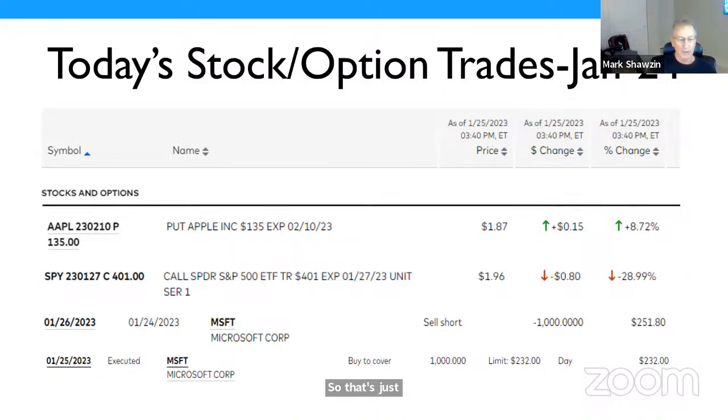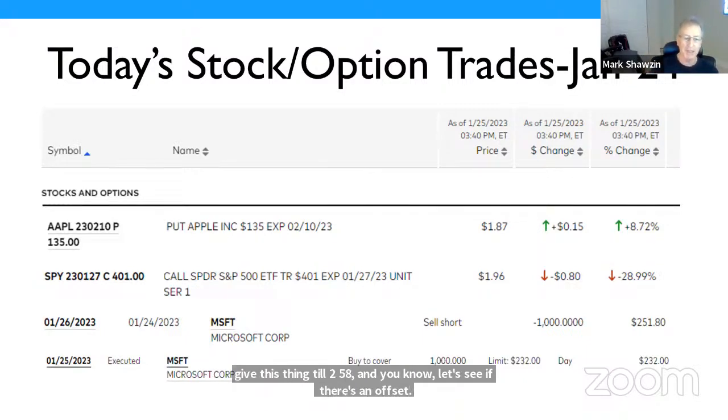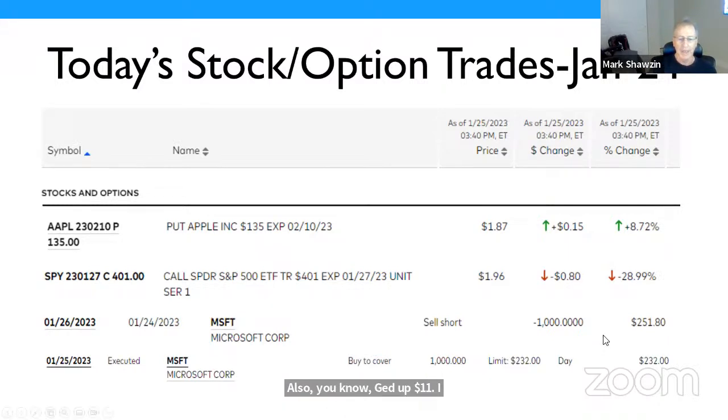And I just felt like there was a descending trend line in Microsoft at about 258. So it's all about risk and reward. In my mind, I said, okay, if I'm going to sell short at 252, I'm going to give this thing till 258 and let's see if there's an offset. It also gapped up $11. I kind of speculated it wouldn't hold, and I ended up making a lot of money on that trade.